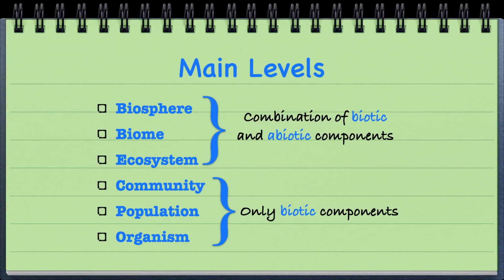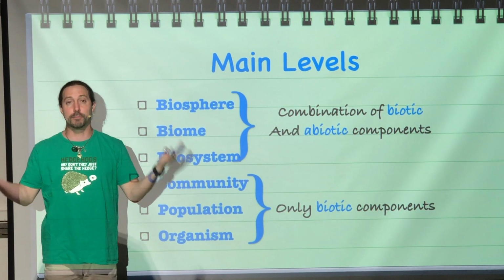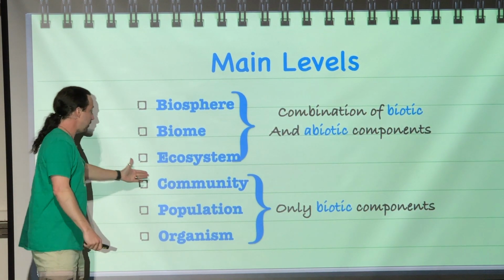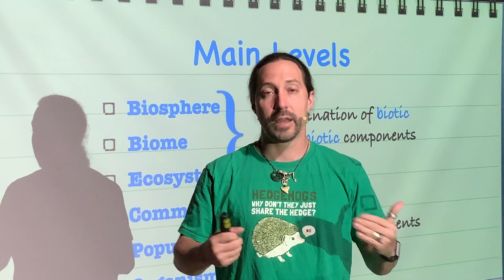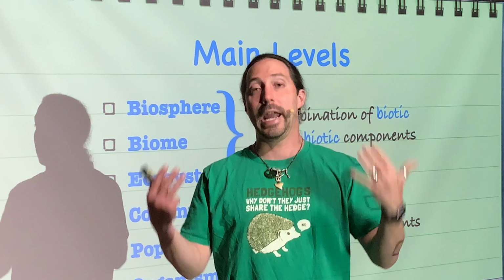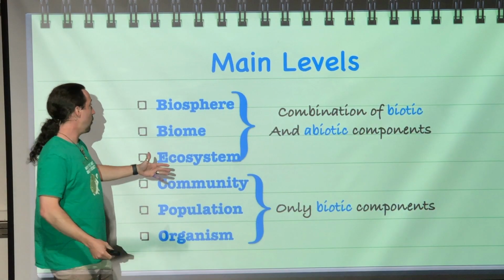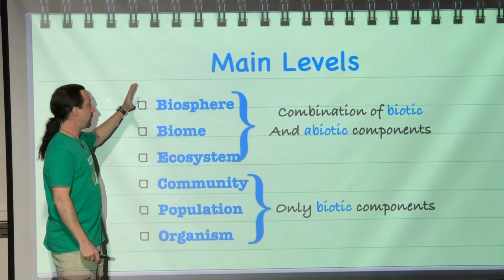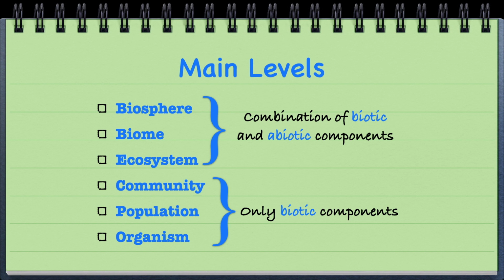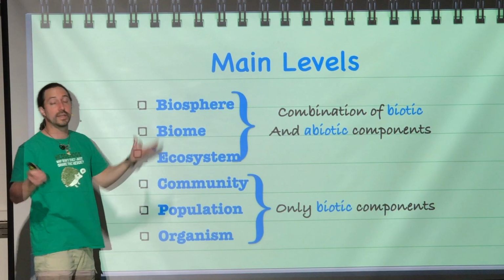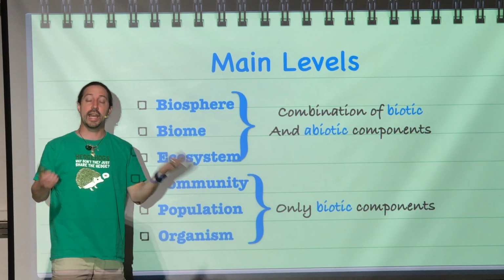So first off, the biosphere, biome, and ecosystems, those are going to be composed of both biotic and abiotic components. And the lower levels, the community, the population, and the organisms, those only contain biotic components. They do not contain any abiotic components. Those abiotic components only appear in the top levels that we could ever look at. So let's define what these different levels actually mean.